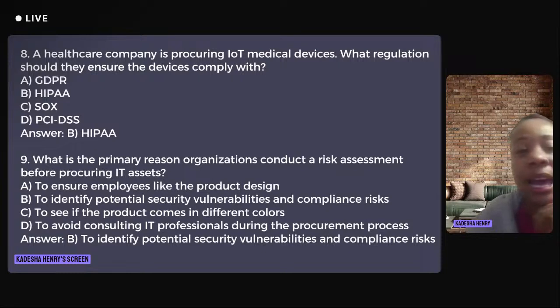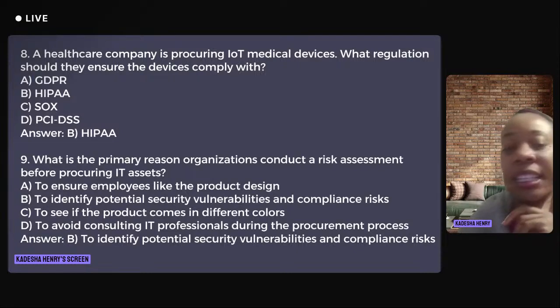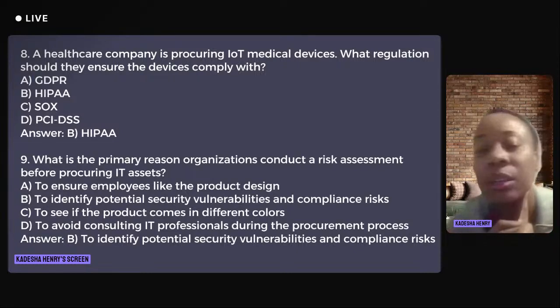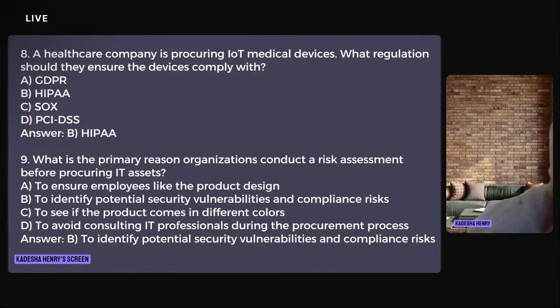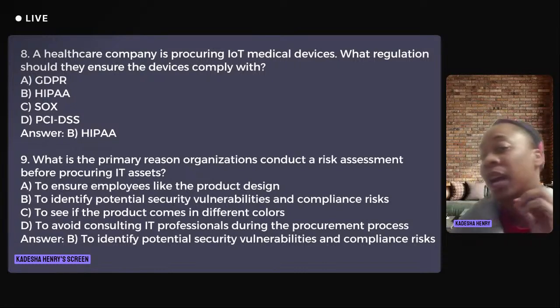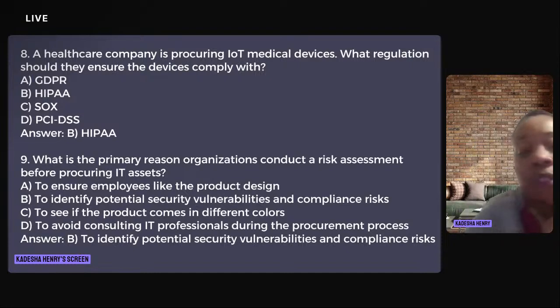Okay, next question. A healthcare company is procuring an IoT medical device. What regulation should they ensure the device complies with? Is it A, the GDPR, B, HIPAA, C, SOX, D, the PCI DSS? And we know that hospitals deal with HIPAA. Once they're buying any equipment, any device for hospitals and all of that, the governing body is HIPAA. So they must know that they're following HIPAA rules.